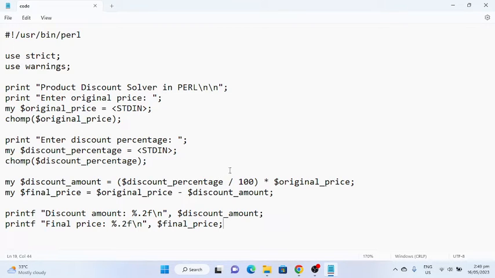So in this video, I will discuss to you guys how to write a program that will ask the user to give the original price and discount percentage, and then our program will compute the discount amount and the final price using the PERL programming language. We will call this program Product Discount Solver.